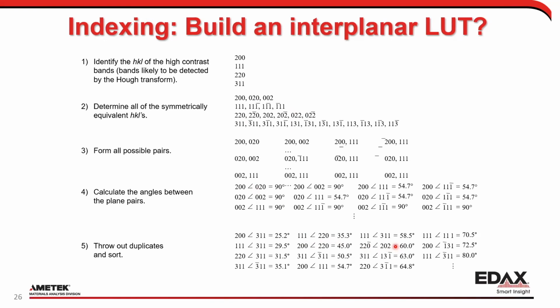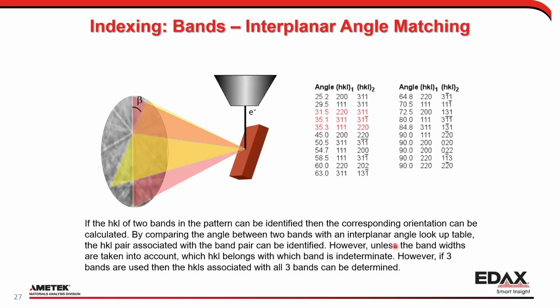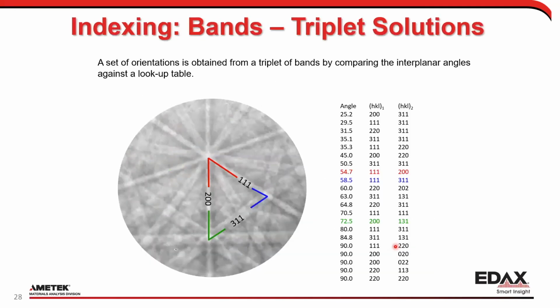I can look at my pattern and say, hey, what's going on? Here's my pattern, here's my Hough line. Between this one and this one here, my 200 and my 311, I have a 72.5 degree angle. Between the 200 and the 111, I have a 54.7 degree angle. And over here, I have a 58.5 degree angle between the 111 and the 311. Based off of what we call this triplet here, I can say, oh, hey, I have an orientation based off of this.